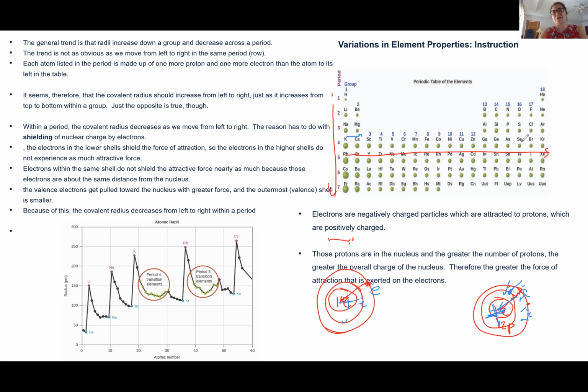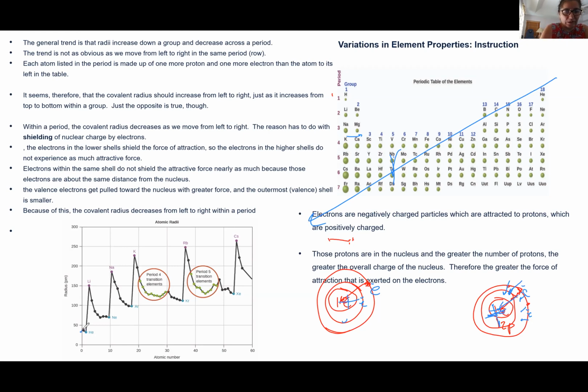That is the general trend: the atomic radius is increasing this way. Because if you go from top to bottom, it is increasing. If you go from right to left, it is increasing. So the radius is increasing this way. And there are some exceptions, okay?